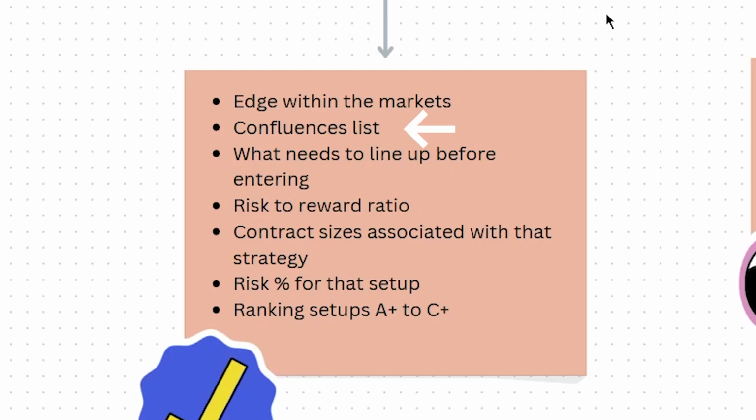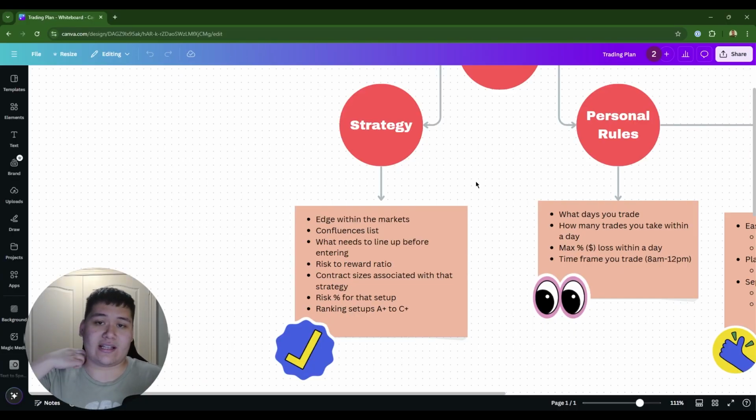It contains your confluences list, what needs to line up before entering a trade, for example, your risk to reward ratio that you normally aim for, contract sizes associated with that strategy or lot sizes if you're in Forex, the risk percentage for that setup, and ranking different setups like A plus to C plus. Now the risk percentage for that setup goes hand in hand with the A plus to C plus ranking. If you see a C plus setup, you might be taking like a 0.25% risk of the account balance on it. And if you see an A plus setup, you might size up and go for, say, 2% or 2.5% for that trade idea. But yeah, they go hand in hand.